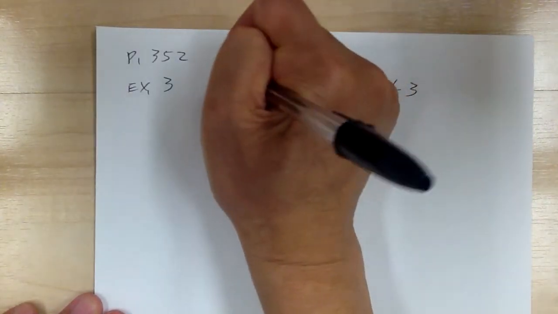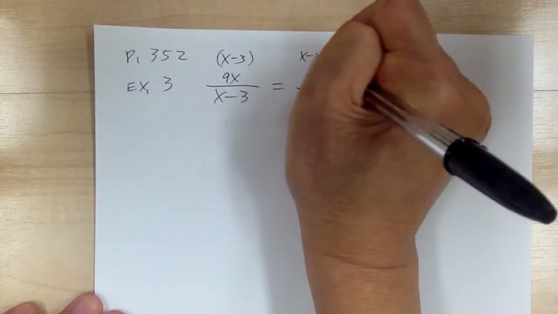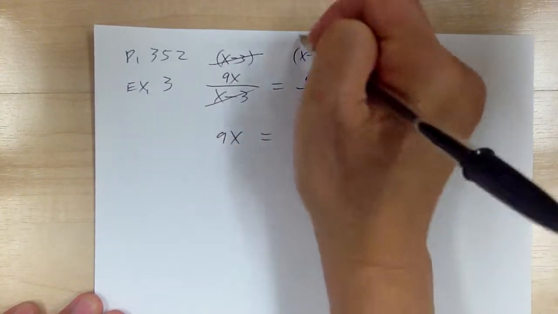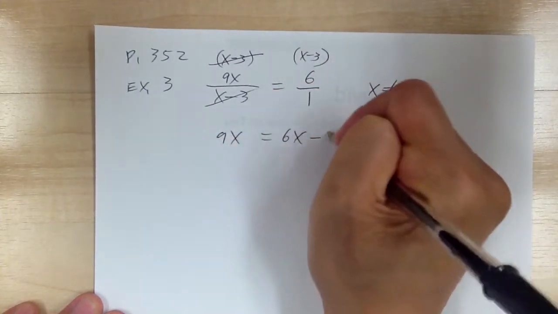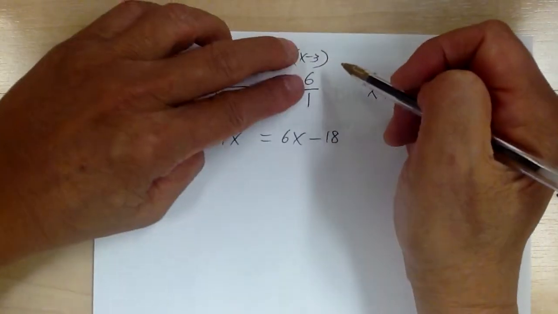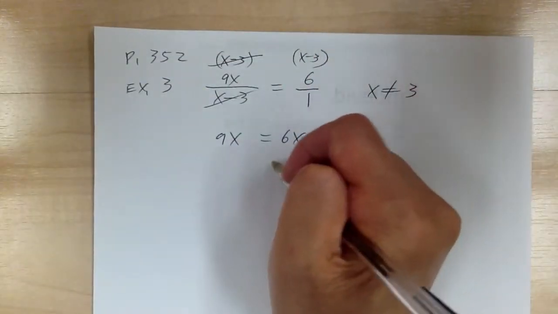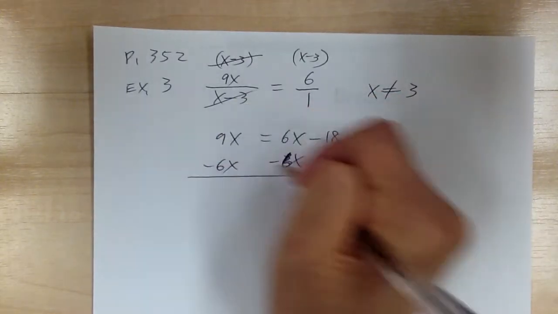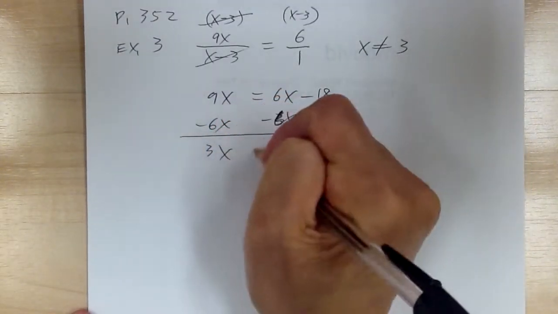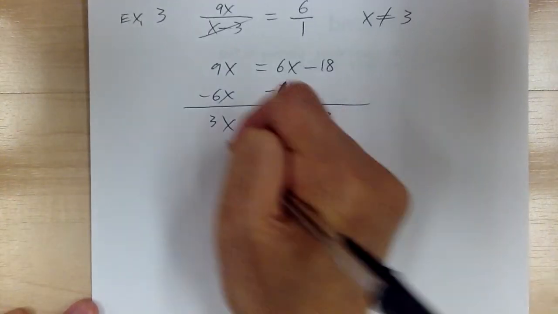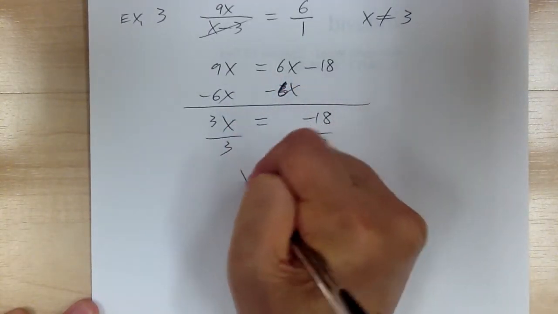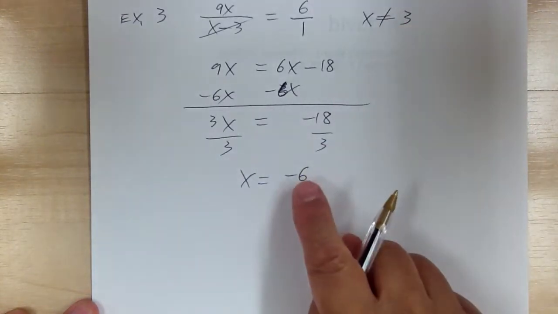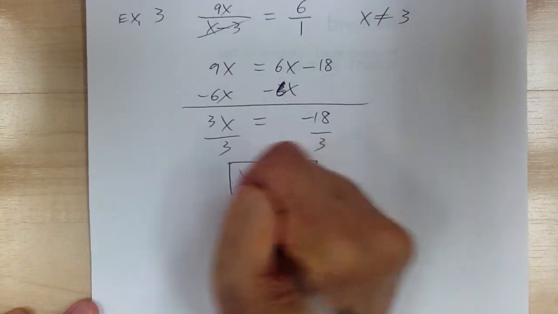Okay, so let's multiply by the LCD. So this will cancel out. So you get 9x equal, this one when you multiply, you get 6x minus 18. Then you subtract 6x on both sides, because you want to consolidate your variables, right? So you get 3x equal to negative 18, divide by 3, so x equals negative 6. And you check: x cannot equal 3, so negative 6 is fine. So that's it.